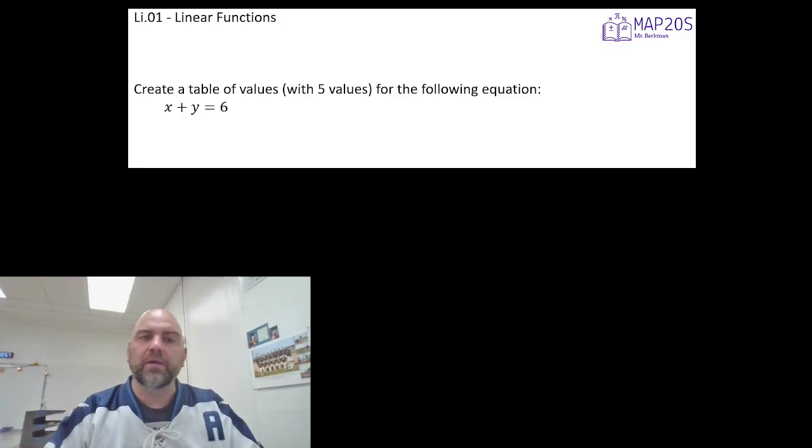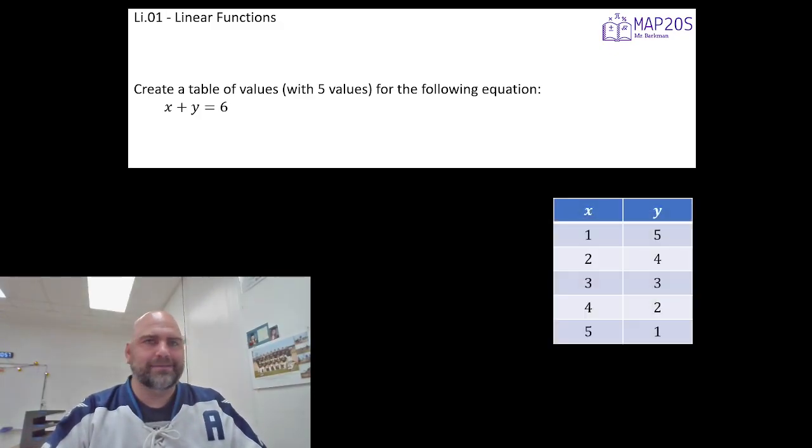Now, on the second part, let's create a table of values with 5 values for that same equation. When we're doing this, a table of values can look like a number of different things. I'm going to use certain x values of 1, 2, 3, 4, 5, and then the y values which complement that. And you can see them on the screen there.